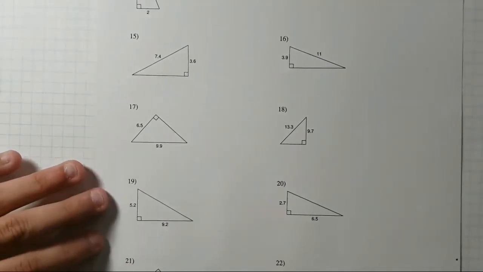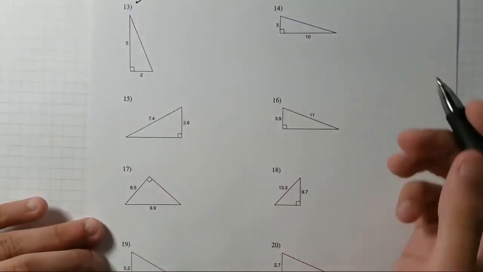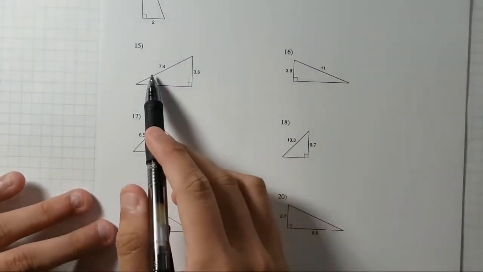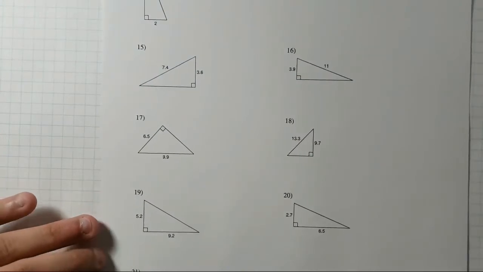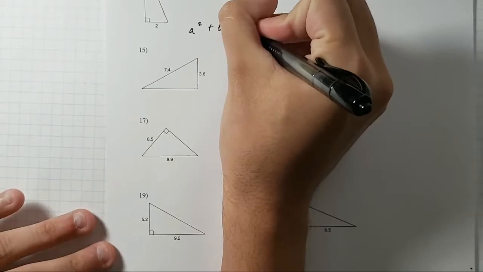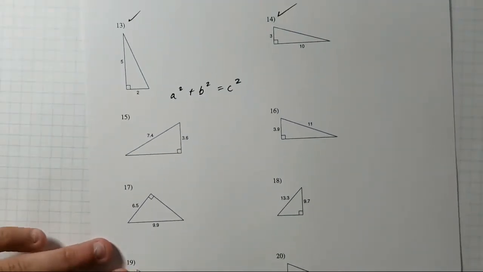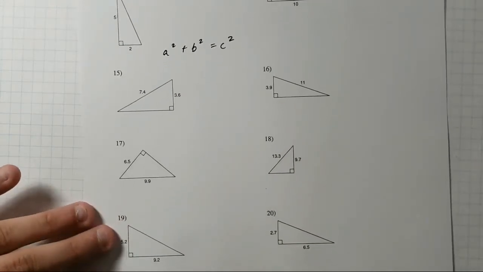So now I want to talk, 13's also the same as the ones previously. 14's also the same as the ones before. 15 is one of the ones that I'm interested in right now. So real quick, let's write down a squared plus b squared equals c squared. All right, so we're looking at 15. A squared plus b squared is c squared.